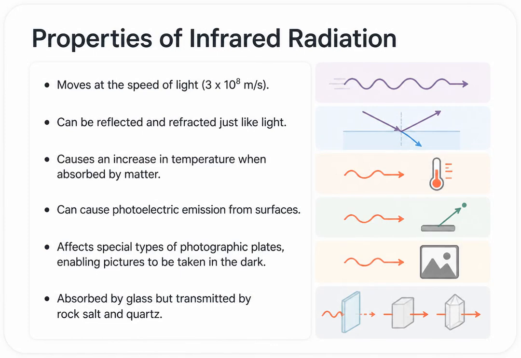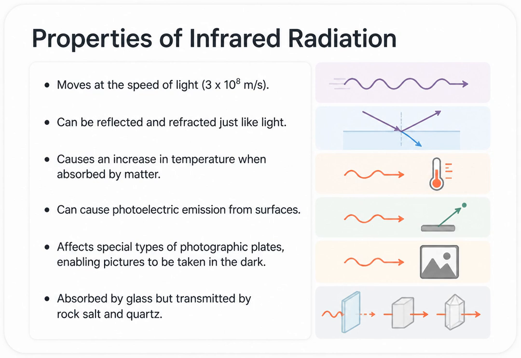Because infrared is an electromagnetic wave, it shares many properties with visible light. It travels at the speed of light, which is 3 × 10⁸ meters per second. It can be reflected by mirrors and refracted by lenses. Crucially for thermodynamics, it causes an increase in temperature when absorbed by matter. It can also trigger photoelectric emission, and it affects special photographic plates, which is how night vision infrared photography works.